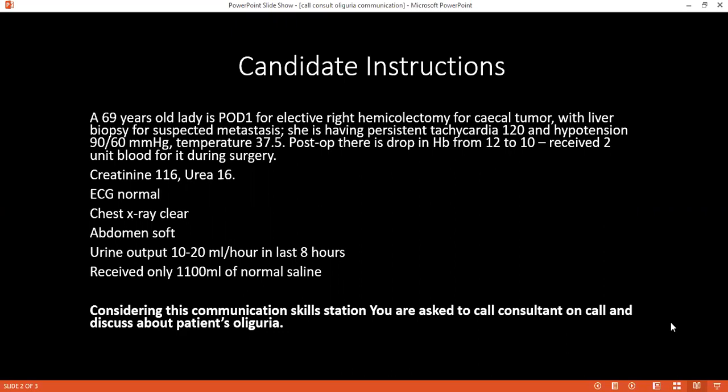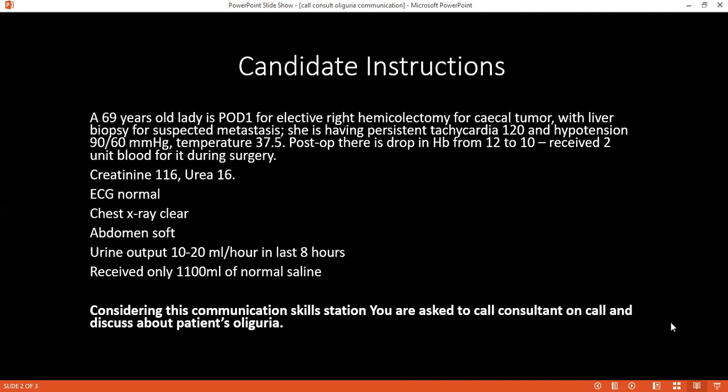Hello, I'm Dr. George, one of the SC1s. I would like to work with my consultant, Mr. John. I would like to get advice on a patient who had a right hemicolectomy for sickle tumor, but is oliguric at the moment. I would like to speak with the consultant on call. May I confirm who I'm speaking with, please? Yes, I'm the consultant on call. Could you summarize the case?